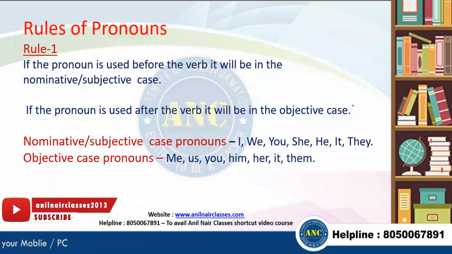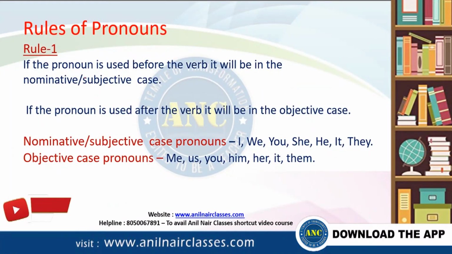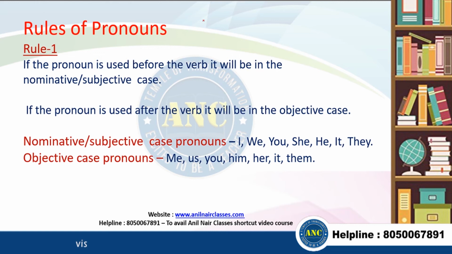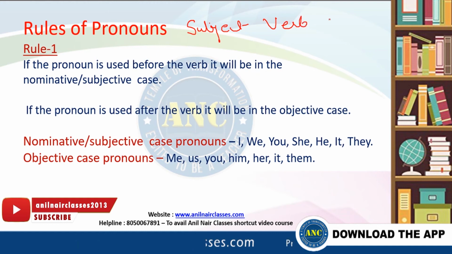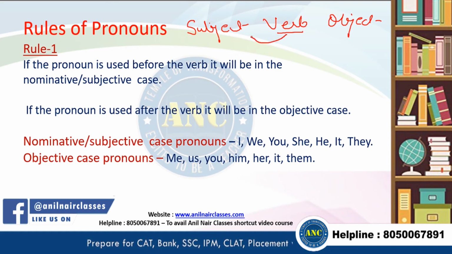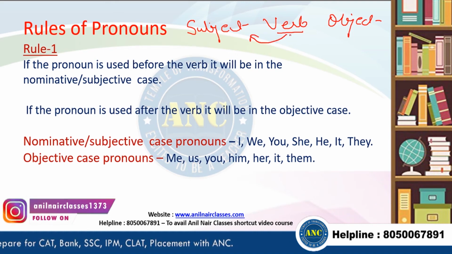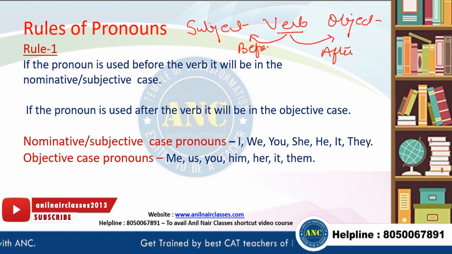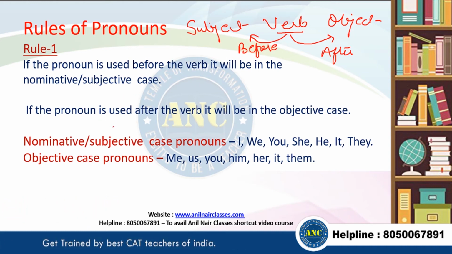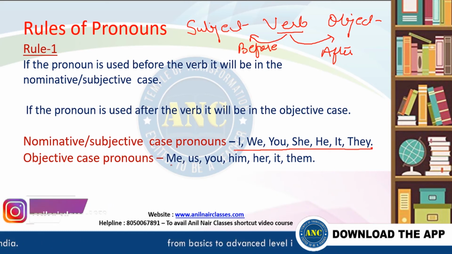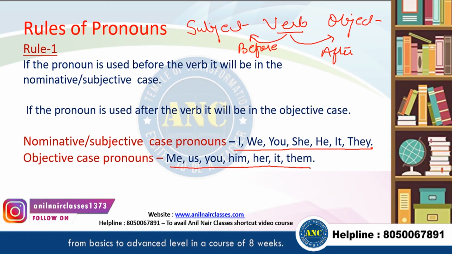Let's move ahead to the next slide. The rule for the pronoun is, if the pronoun is used before the verb, it will be in the nominative or the subjective case. For the simple reason, the structure of the sentence will be subject, verb, and then the object. If the pronoun is used before the verb, it will be in the subject case. But if it is used after the verb, it will be in the object case. Right? So always remember these examples. The subject case pronouns are I, we, you, she, he, it, and they. The objective case pronouns are me, us, you, him, her, it, and them.